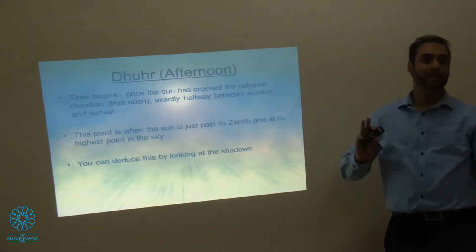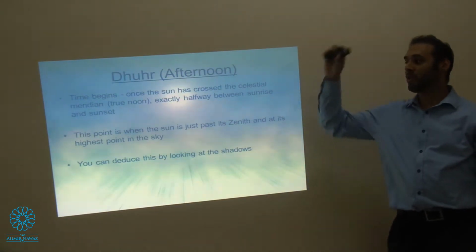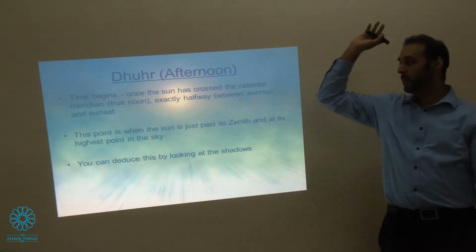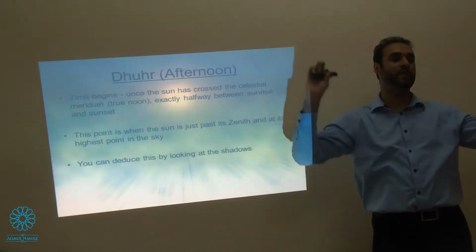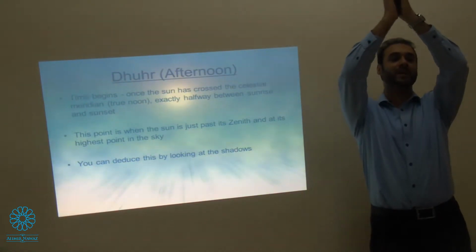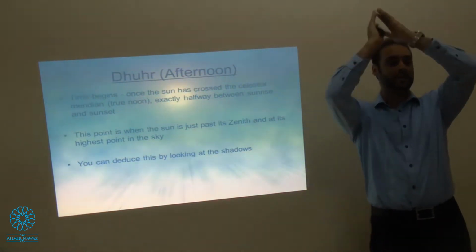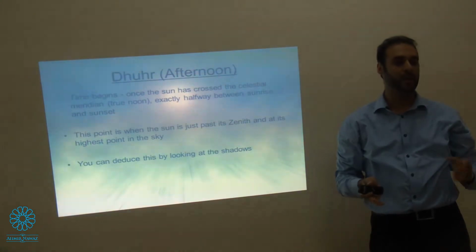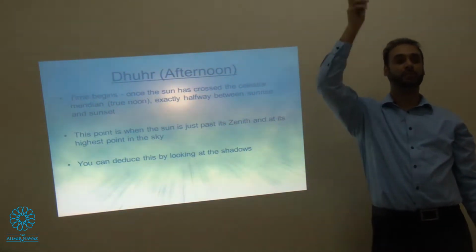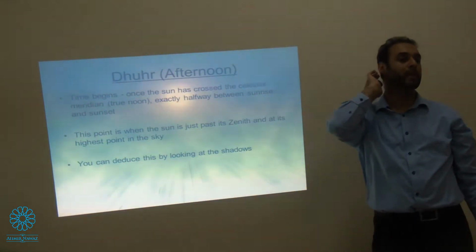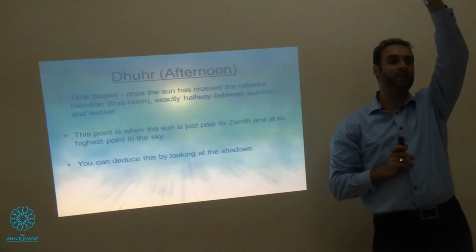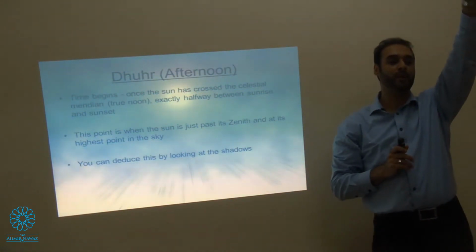So Dhuhr begins once the sun has crossed the celestial meridian, true north, exactly halfway between sunrise and sunset. So you've got sunrise and sunset, and the point midway in the middle. Once the sun is at its highest point and has just crossed it, that's the time for Dhuhr to start. Now, that may not necessarily be at the highest point in the sky. Depending on where you are, it would only be directly overhead at the equator. Apart from that, nowhere else on Earth would it be directly overhead.